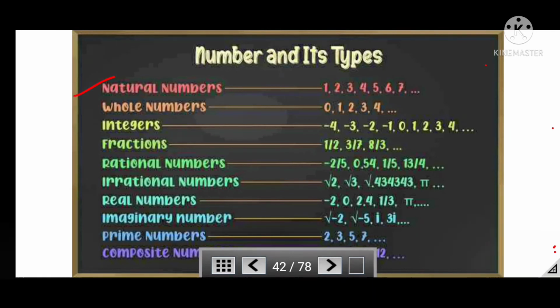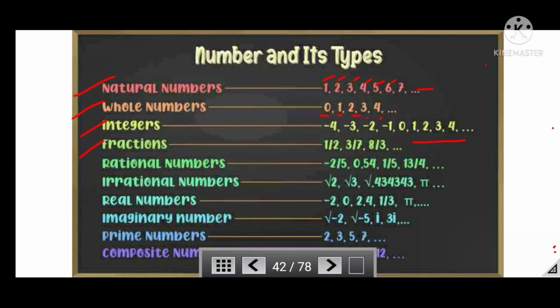First type of number is natural numbers. The numbers starting from 1, 2, 3, 4, 5, 6 and so on. Next is whole numbers. If we include 0 in natural numbers, we get 0, 1, 2, 3, 4. Next is integers. Negative numbers, 0 and all positive numbers are included in integers.